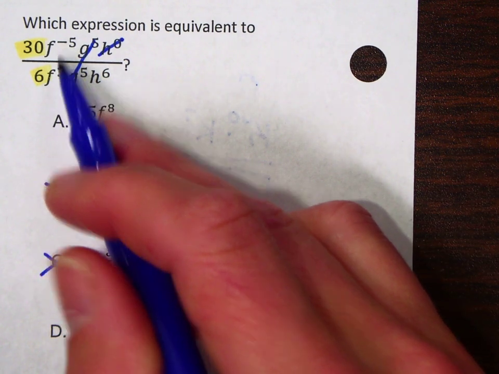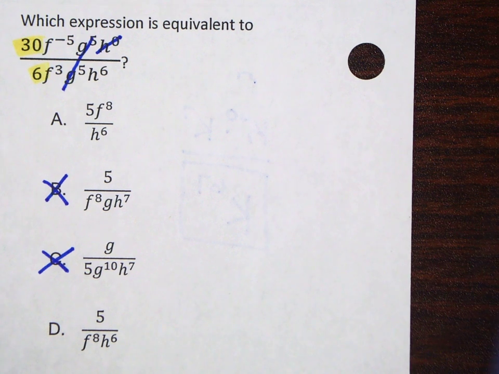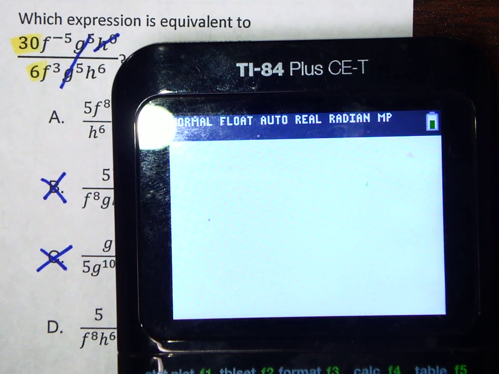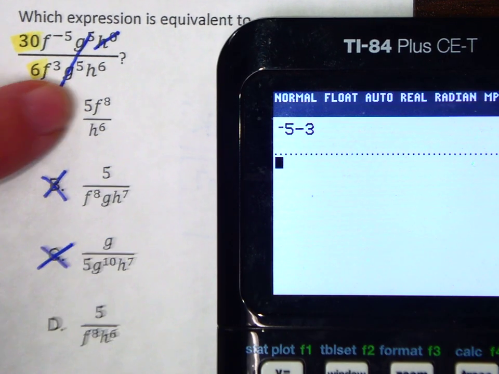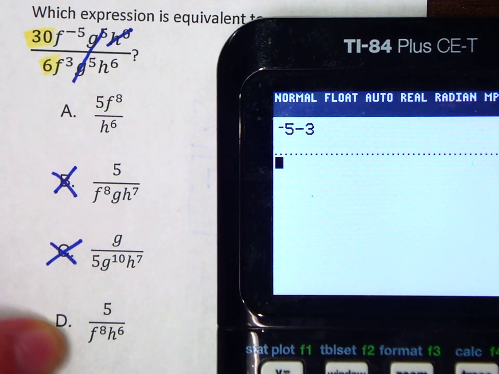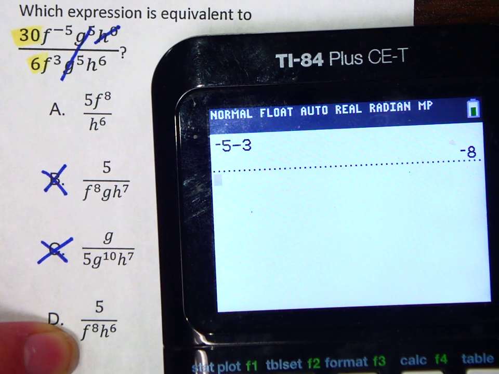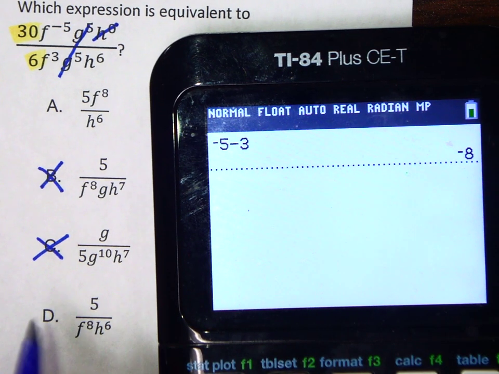And for the F's, when you are dividing, we subtract my exponents. So negative 5 minus 3 is going to be negative 8. So let's see. This one has F8 on top, and this one has F8 on bottom. So since it is negative, it should be moved to the bottom.